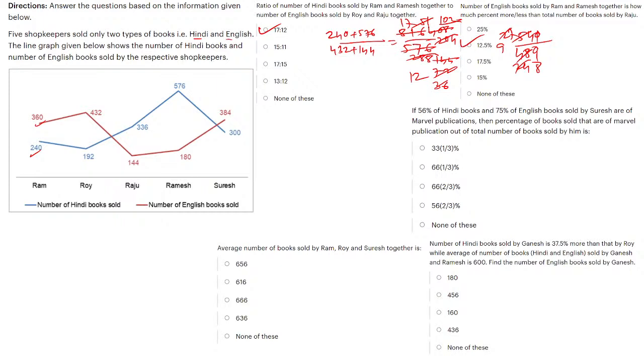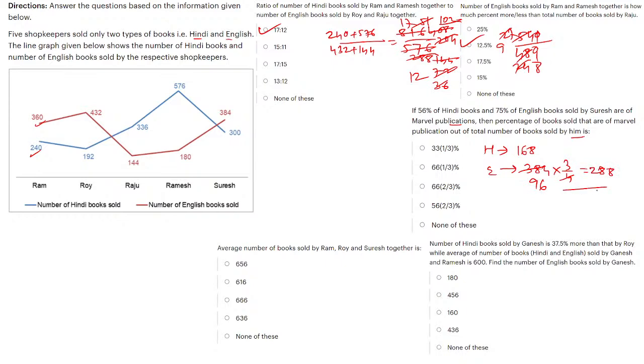56% of the Hindi books, 75% of the English books sold by Suresh are Marvel publication. Percentage of books that are Marvel publication out of the total number of books sold by him, right? So Hindi books, 56% of Suresh, that is 300, so 56%, 168. English books, 384, and 75% of this, that is 36 and 6. That means if we multiply 100, then 12, 4 less, 3 into 4, that means 12, so 300 minus 12, that is 288, right?